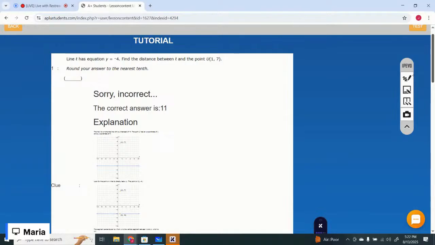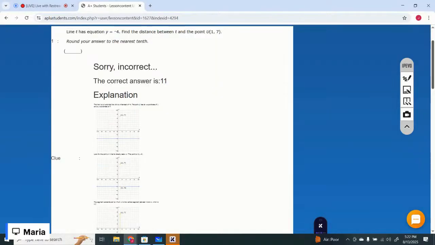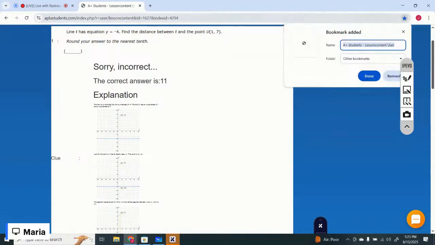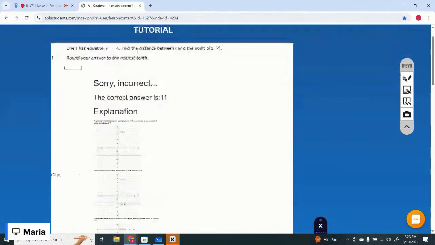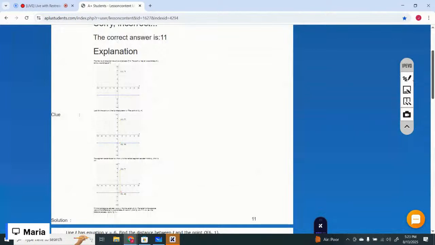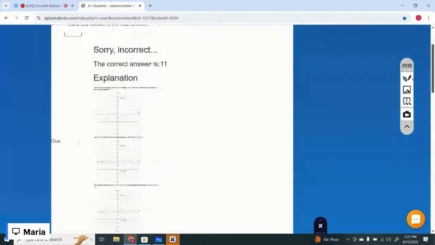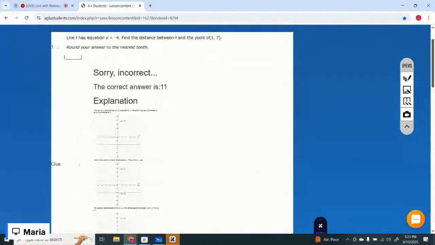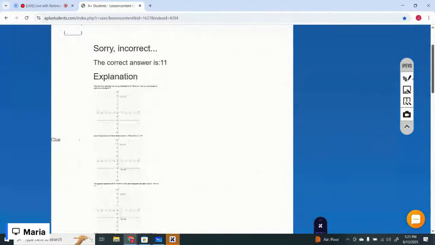So basically, you need to plot a line at y equals -4, right? Let me see if I can zoom. Basically, the first thing is you need to plot a line at y equals -4. Then you have to plot the point. The point is (1, 7). I need to zoom the page.